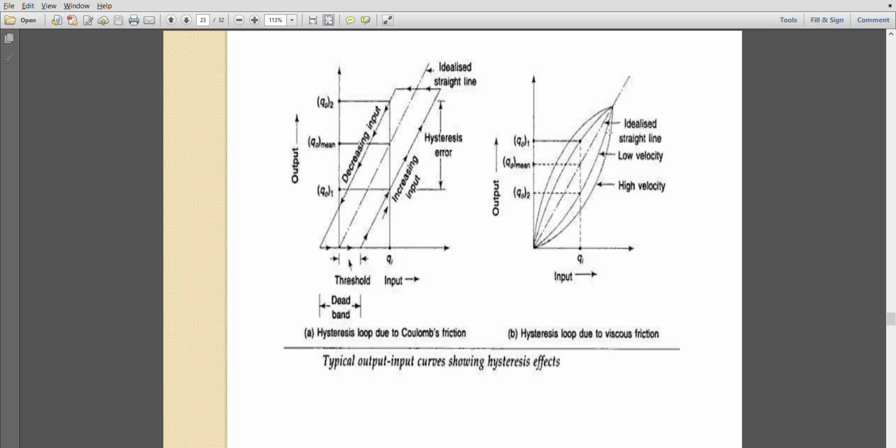If you see a fluid system or a hydraulic system, when the input increases, it takes an idealized straight line path, but when it reduces, it deviates from the idealized path due to the friction, due to hysteresis damping. So this phenomenon is common in instruments. This is one of the static characteristics.